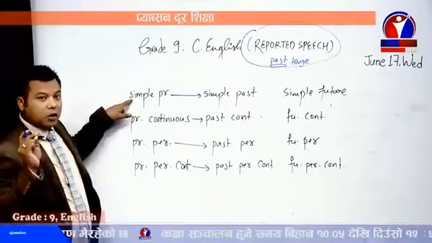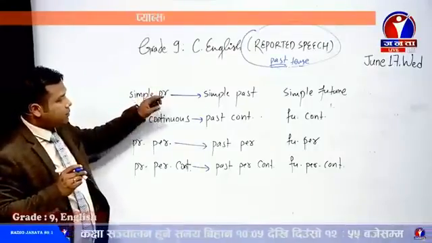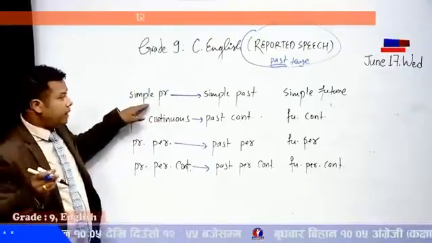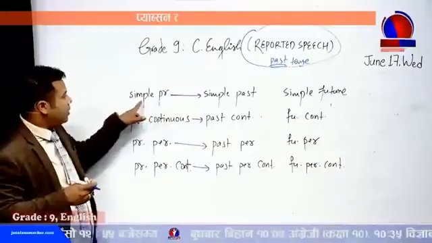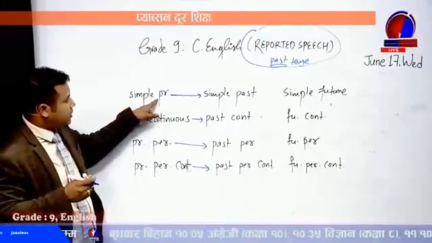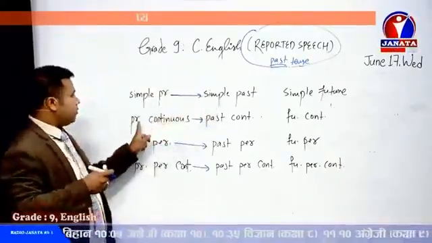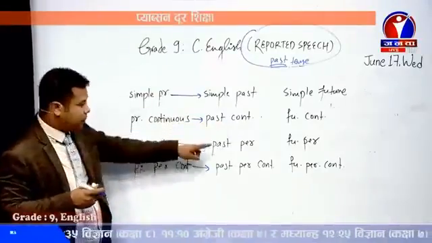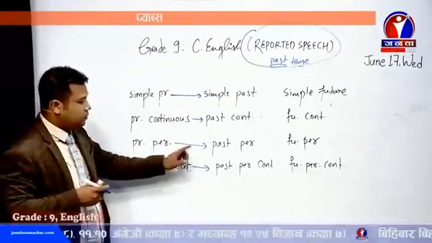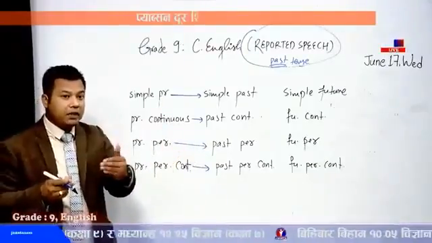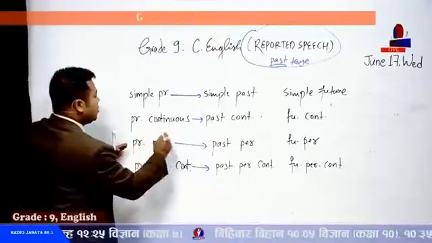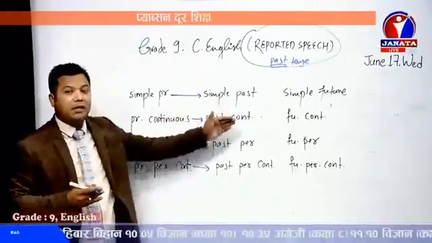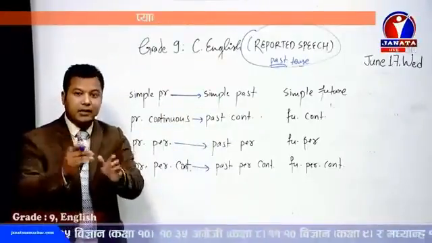Suppose your speech is simple present tense and your reporting verb is past tense. So when you are going to transform it into indirect speech from direct, if your tense there is simple present, it changes into simple past. Present continuous changes into past continuous. Present perfect into past perfect. Present perfect continuous into past perfect continuous, which means, to put it very simply, we just need to change all present forms into their respective past forms. Once you do it, it's done.